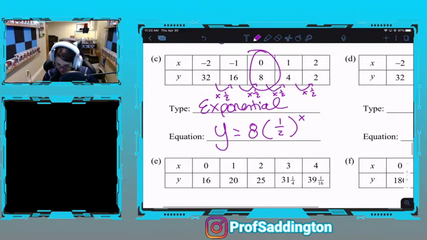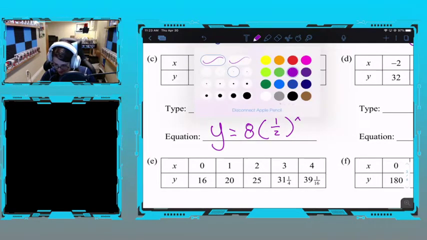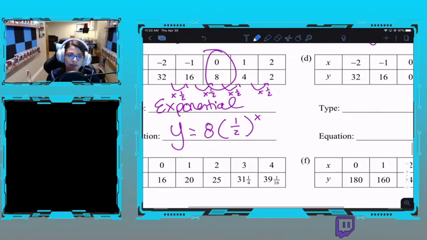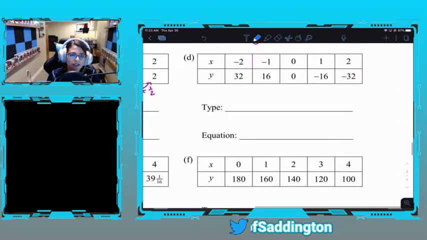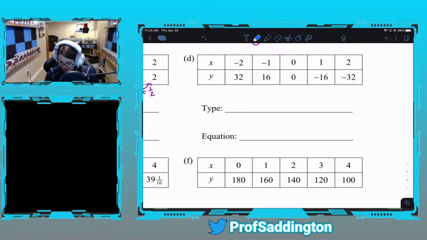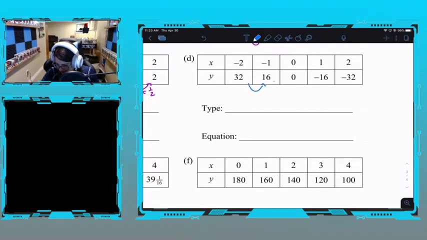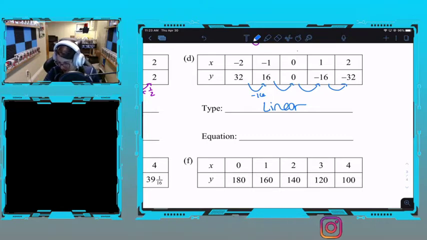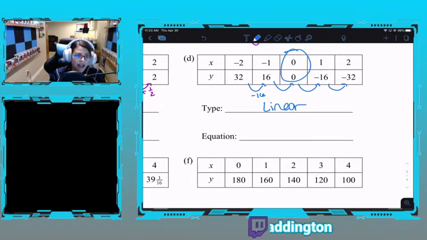All right. Let's try another one. So x's are still increasing by 1. That's nice. This is getting smaller again, but it is being consistently subtracted by 16. So this is linear. My y-intercept happens to be at the origin.